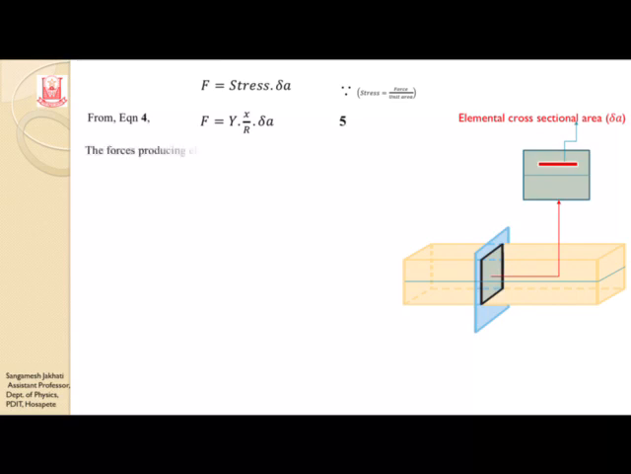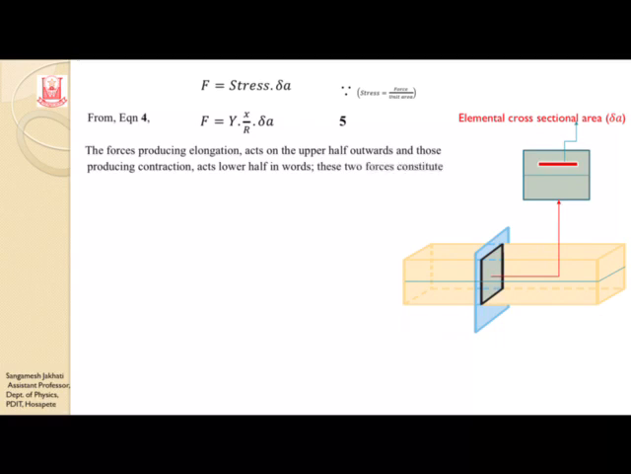Here we have substituted the value of stress in equation 5 as y into x by r, and delta A is as it is. Thus the force producing elongation acts on the upper half outward, and those producing contraction act on the lower half inwards. So these two forces constitute a couple.